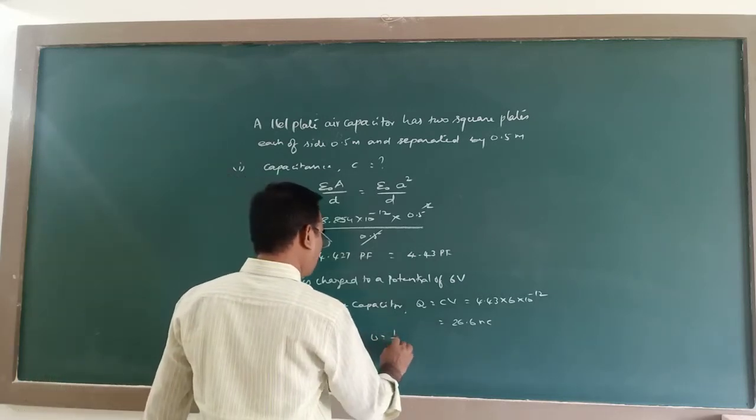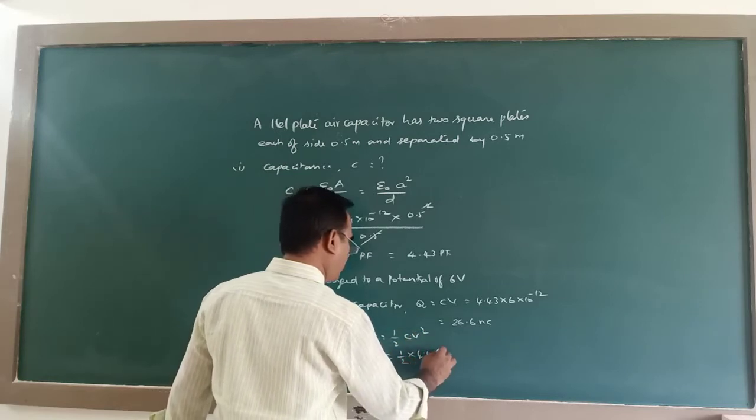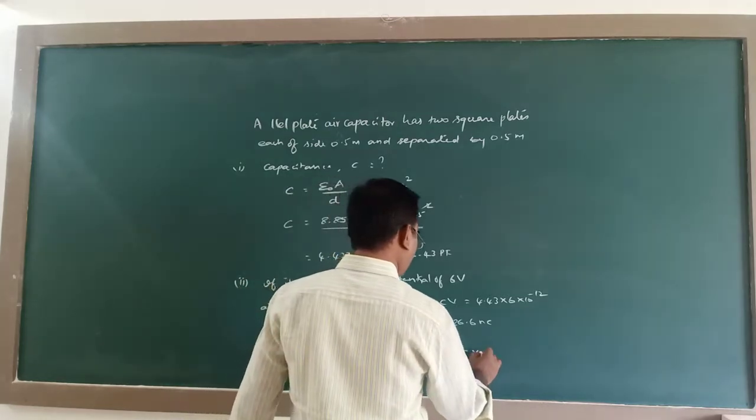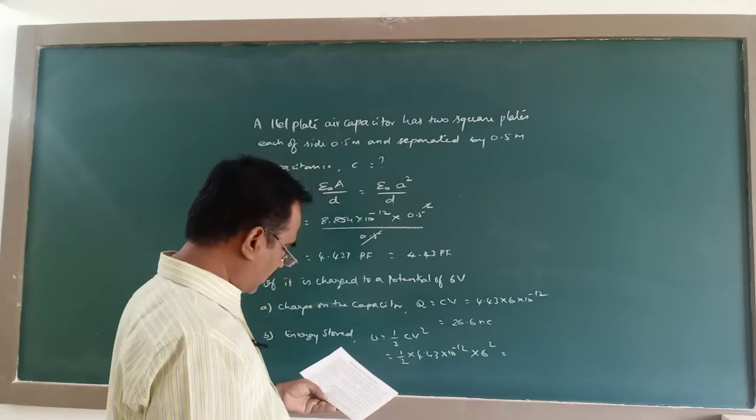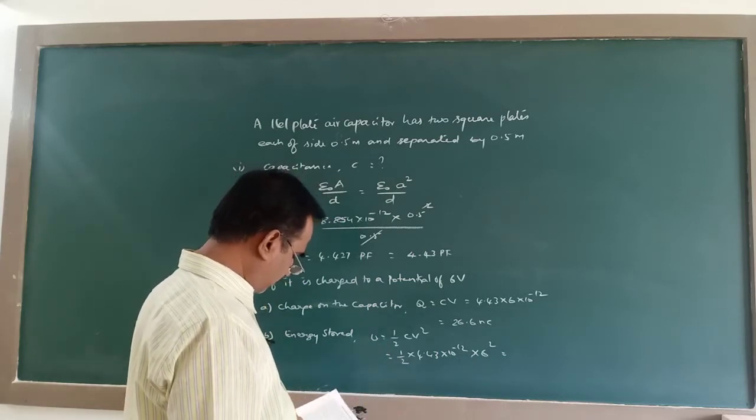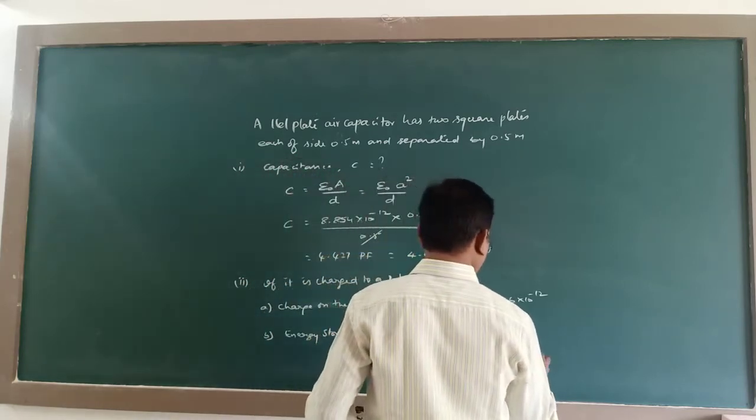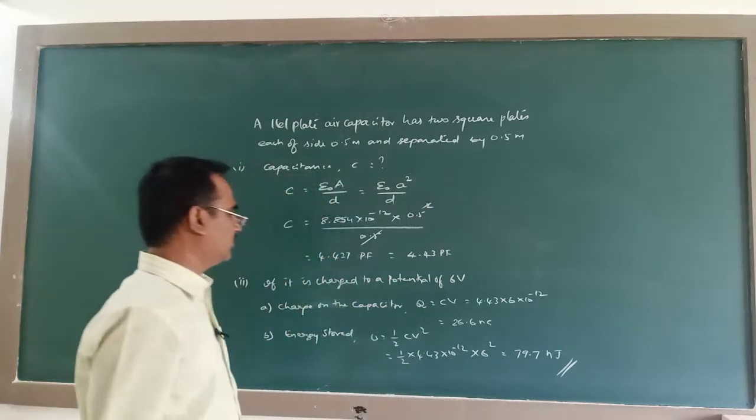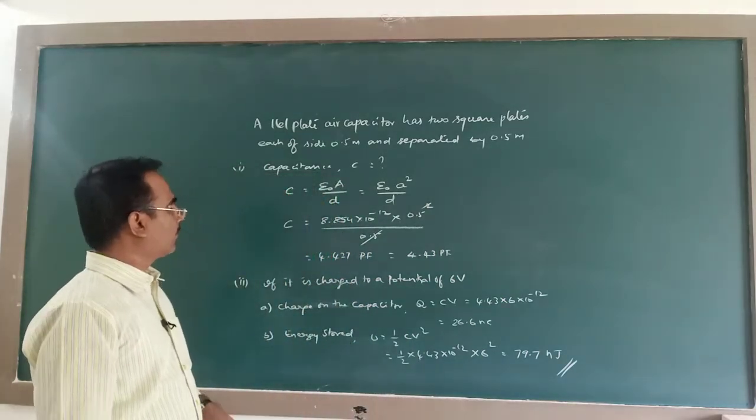Next you are asked to calculate energy stored, U. It is half CV square, half into 4.43 into 10 to the power of minus 12 into 6 square. So if you do this calculation, you will get nearly 79.7 nanojoule, because it is energy. You check those values.